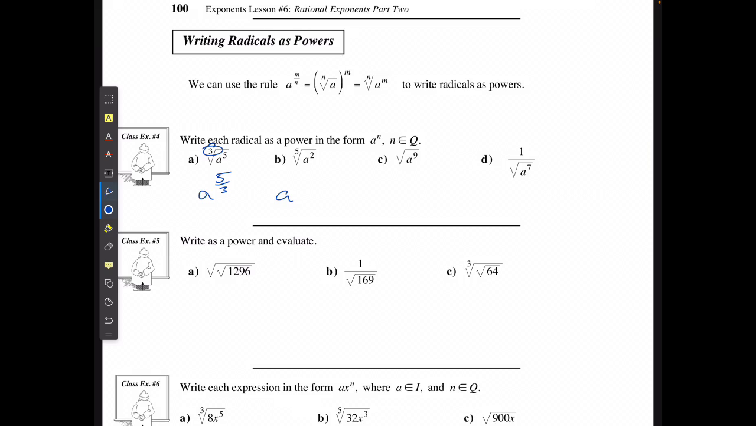I have a to the 2 over 5. For example C, it doesn't say what the index is, but we know when it doesn't write it, it's actually a 2 there. So this would be the same as a to the 9 over 2. For example D, this is the same as 1 over a to the 7 over 2.